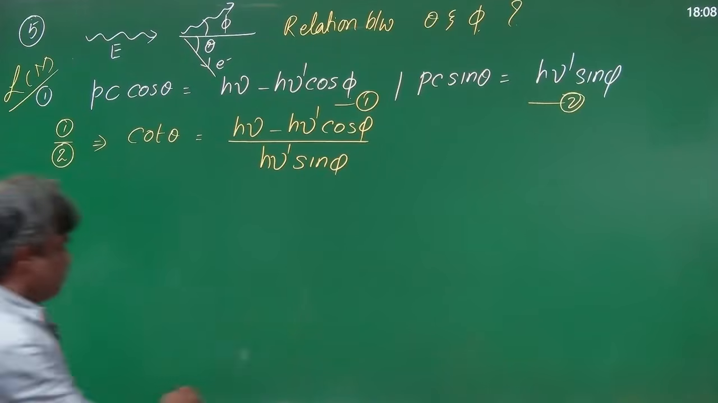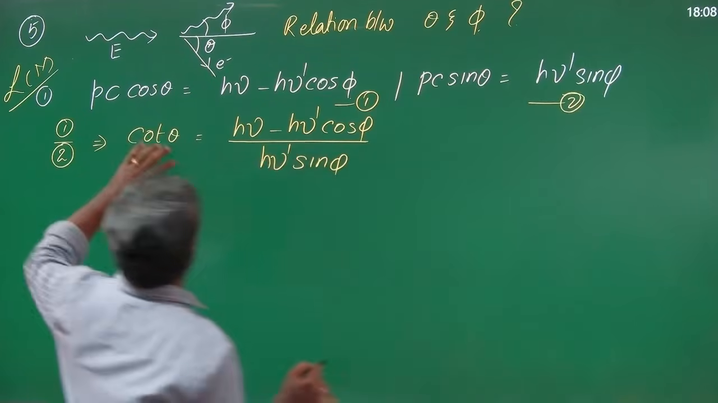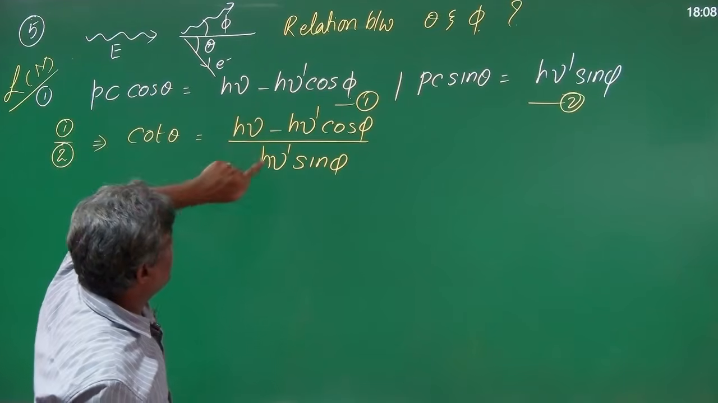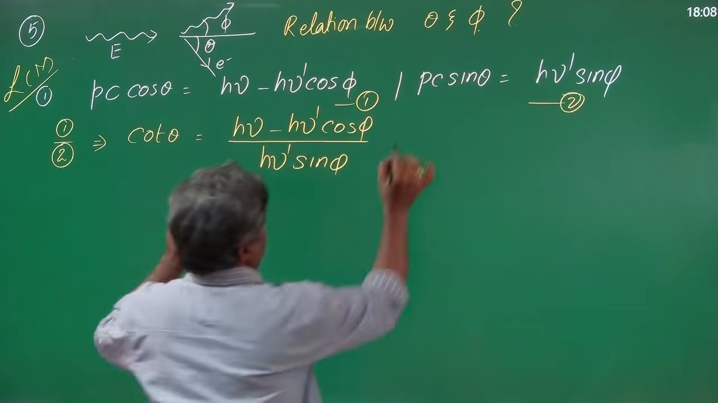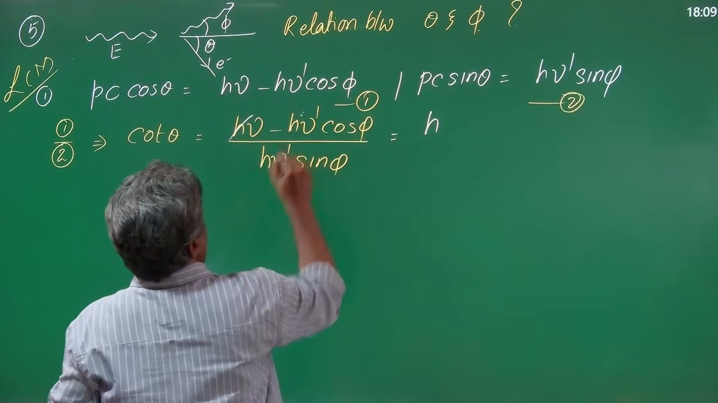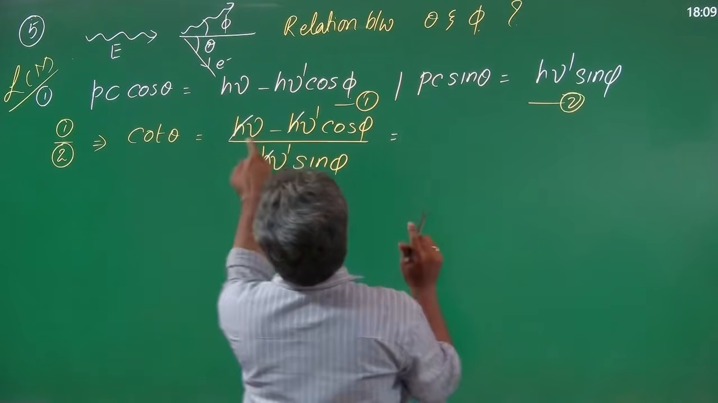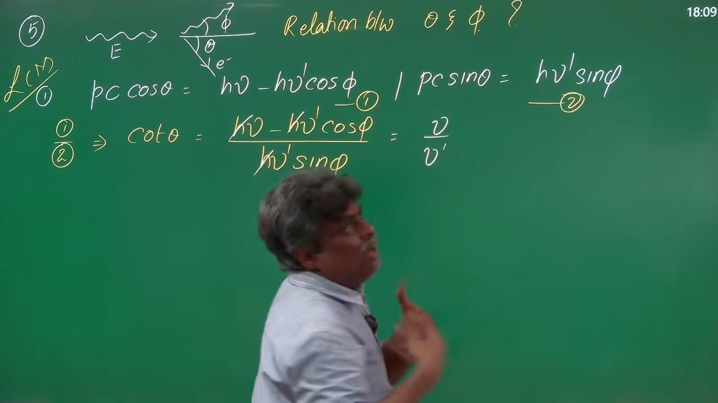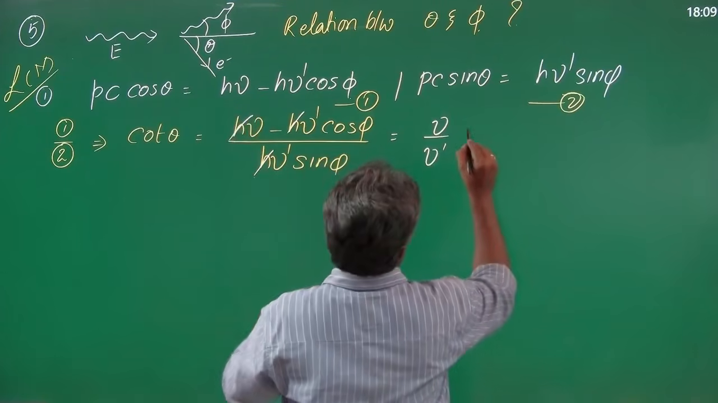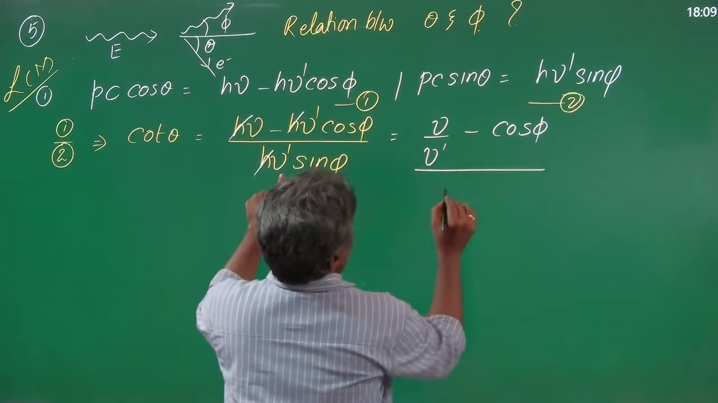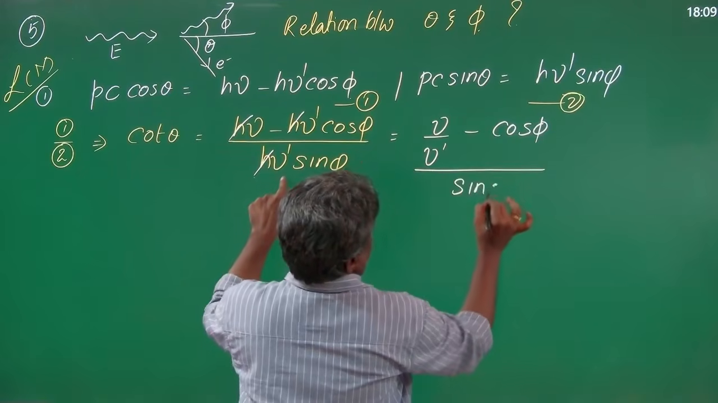Now, so this is cot theta, leave it. Here I am dividing the numerator and denominator with nu prime. Then h cancels. So I am dividing the numerator and denominator with nu prime, and nu by nu prime remains in the numerator, with sin phi in the denominator.